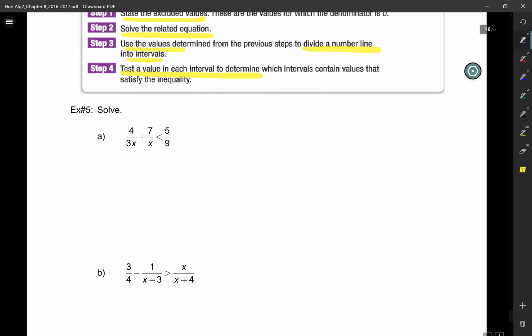Okay, so let's just do this first one. What's the LCD here? 9x. So I multiply by 9x. Here I have 3 times 4 plus 7 times 9 is less than 5x. Right? So for a very tiny minute, I sort of make that an equal sign just to make it easier for me to solve. So how much will that be? 7 times 9 plus 12? 75 is equal to 5x, and what's x? x is equal to 15. Okay, now, what was the restriction for this problem? x can't be 0.